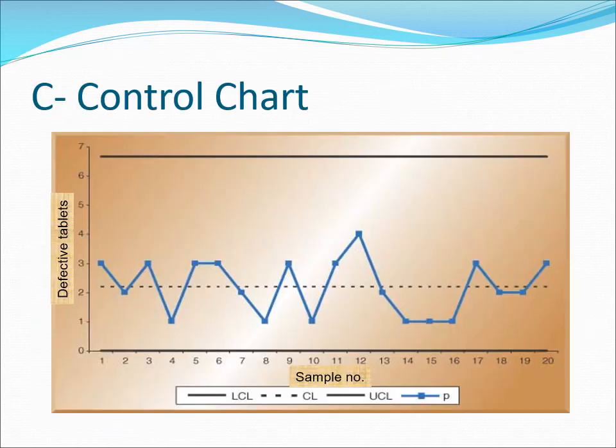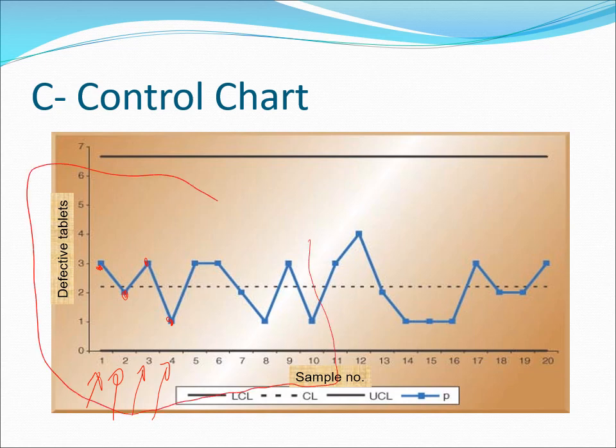So again, to understand the chart, here this number is sample number 1, and we have 3 defective tablets. Sample number 2, we have 2. Sample number 3, we have 3, and so on. Sample number 4, we have 1 defective tablet. The data in our table are 10 samples only, so it is just a brief table, but if we have more data, if we have 20 samples, we can continue plotting the right part.